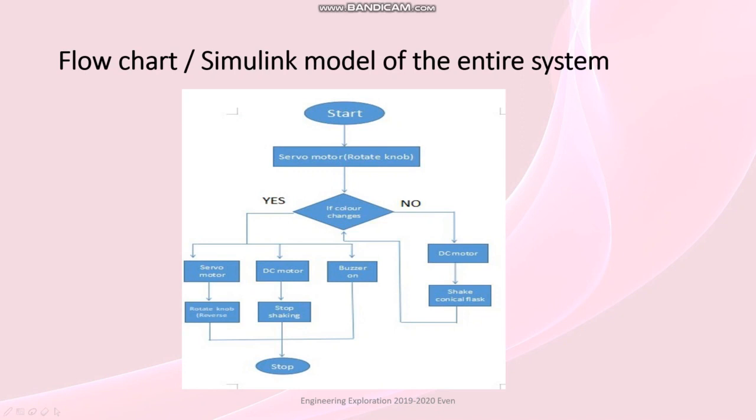Flowchart. When titration process starts, servo motor rotates the knob of the burette. If color changes, servo motor rotates in anti-clockwise direction, DC motor stops rotating and buzzer on. If not, DC motor rotates continuously to shake conical flask until color changes.